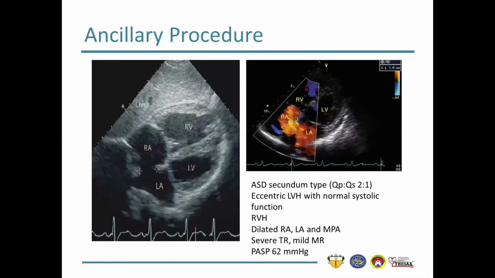Ancillary procedures like 2D echo were also requested, which showed an ASD secundum type. You can note the presence of a filling defect of the interatrial septum, and there is communication between the left atrium and the right atrium during diastole. And the Qp/Qs was 2:1. There is eccentric left ventricular hypertrophy with normal systolic function, and right ventricular hypertrophy. The right atrium, left atrium, and the main pulmonary artery are all dilated with severe tricuspid regurgitation and mild mitral regurgitation. The pulmonary artery systolic pressure was estimated at 62, which is markedly elevated.